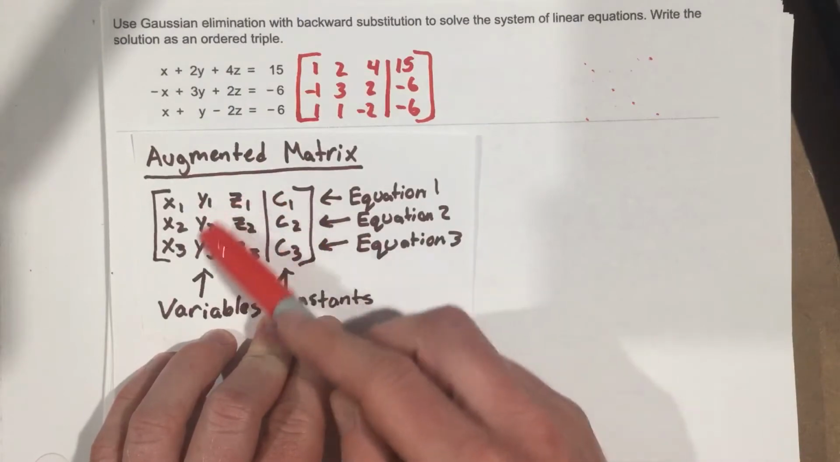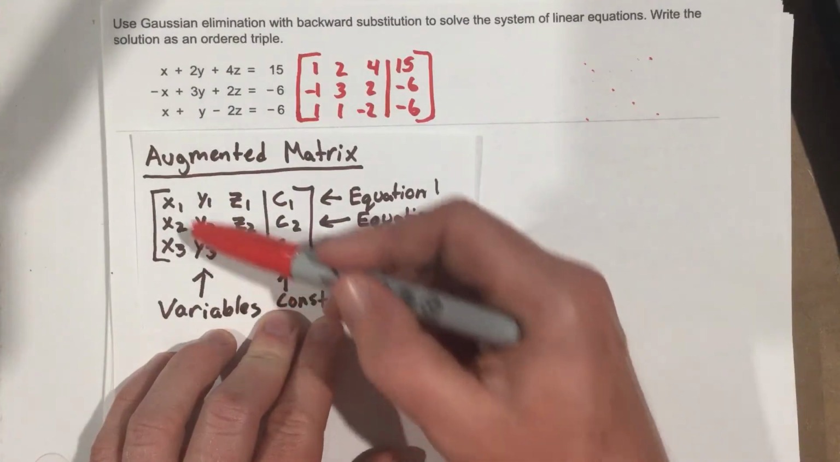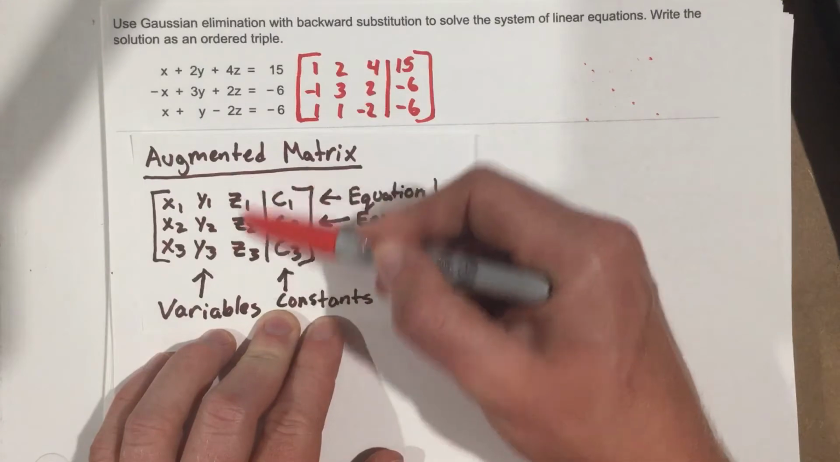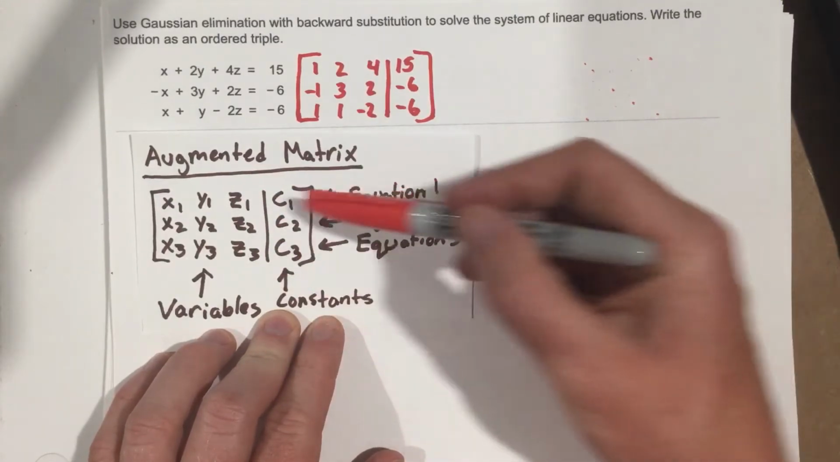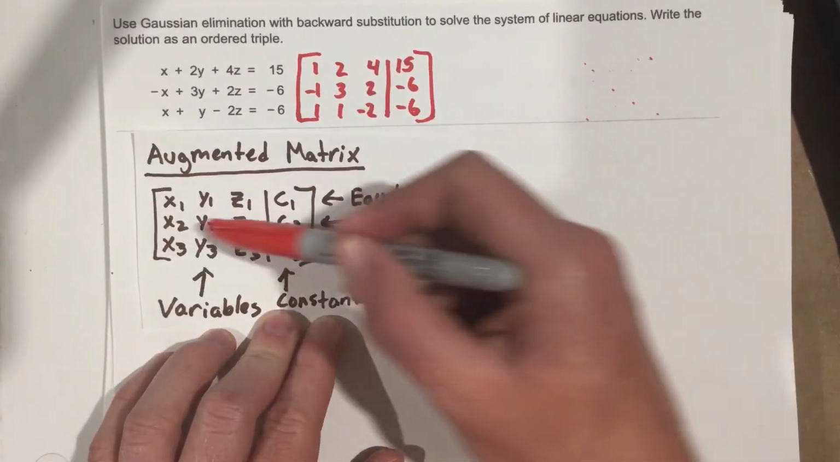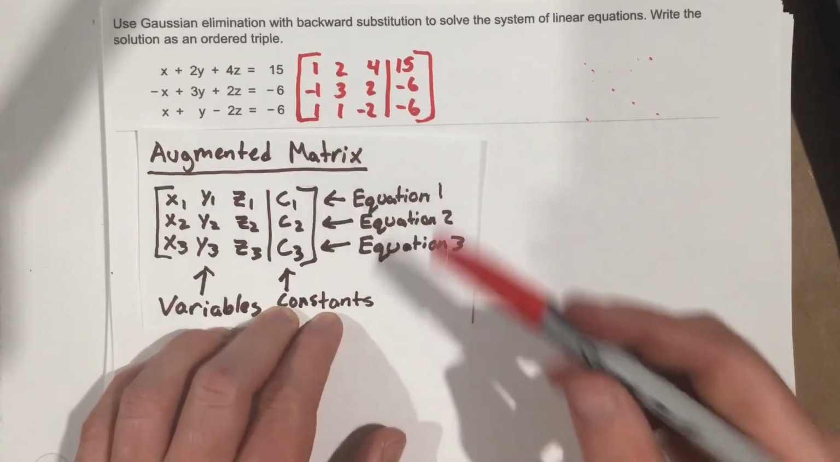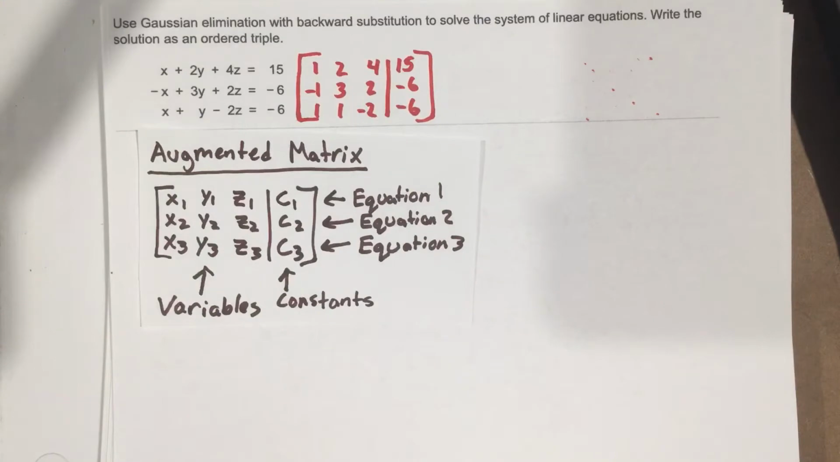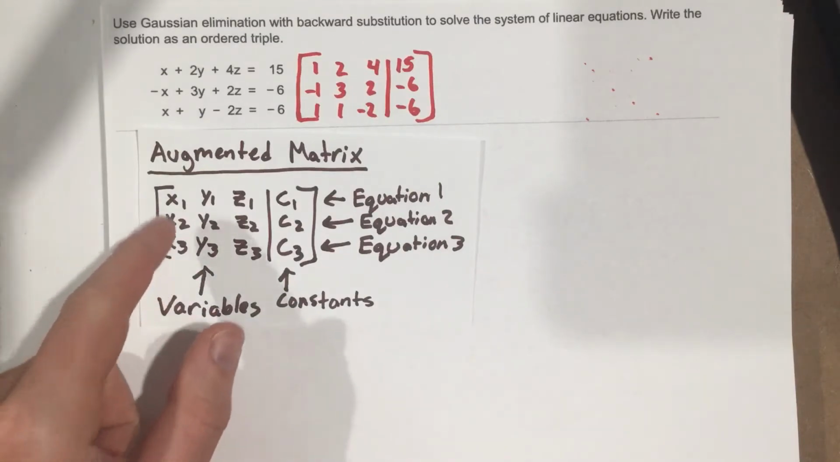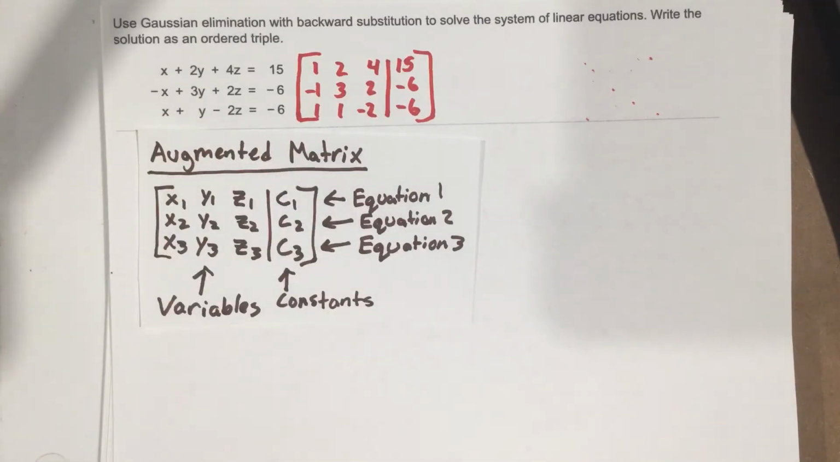into an augmented matrix. And the augmented matrix has an x column, a y column, a z column, and then a constant column. And we write our equation 1 across the top, equation 2, and then equation 3. So we're just writing the coefficients. We're ignoring the variables themselves. Now, what we want to do is we want to get this.